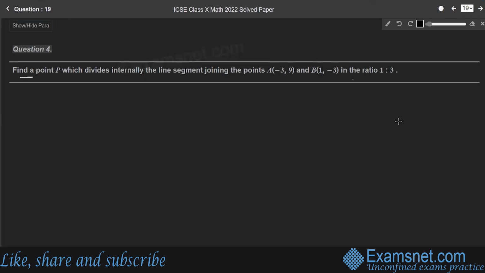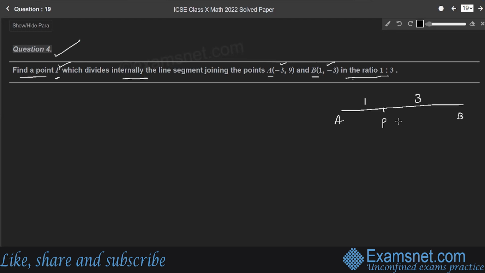Question 19. This is question number 4 in section B. Find a point P which divides internally the line segment joining the points A and B, with coordinates -3 and 9 and 1 and -3, in the ratio 1:3. Let us consider a line segment AB. Point P divides this line segment in the ratio 1:3. We need to find the coordinates of point P.